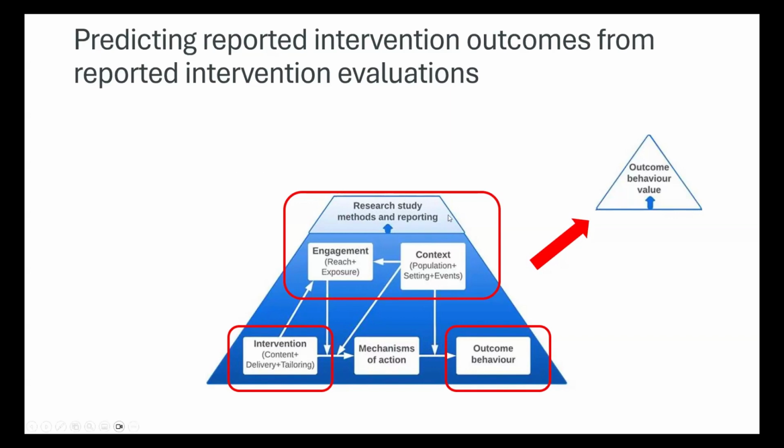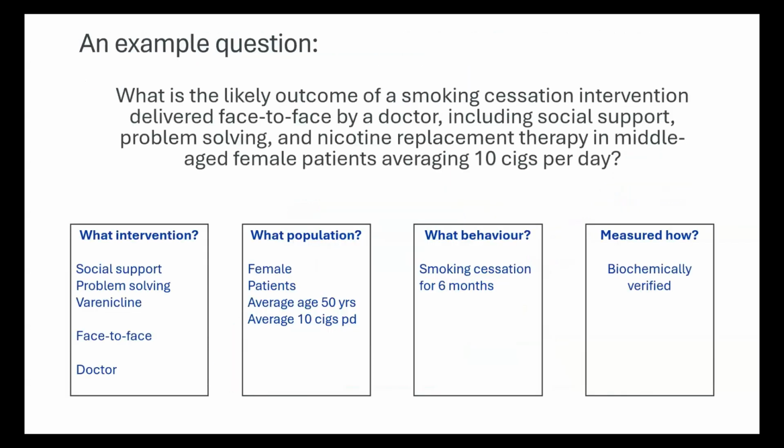And also the research methods. So, for example, is this number here the result of biochemical verification, or is it based purely on self-reports? How did we treat missing values, and so on? So all of those things can make a difference to what that number is. So you can imagine it's a pretty tricky task to actually predict what that value is. And that's why we need machine learning to try and do it.